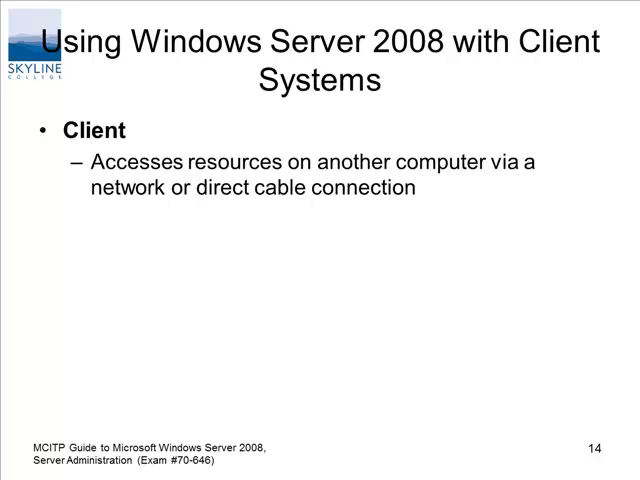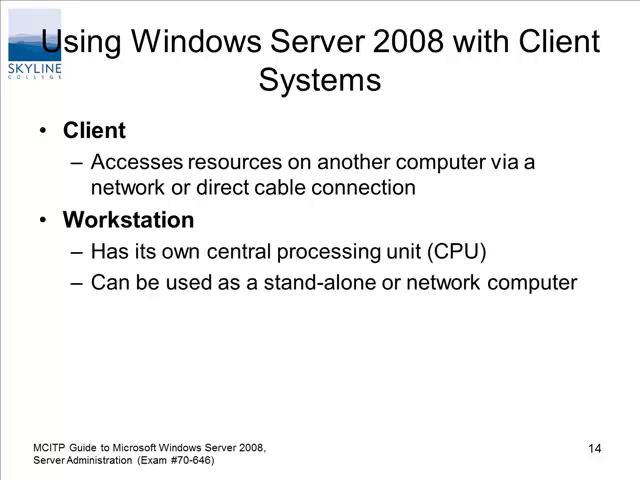The client accesses the resource via another computer, via network or direct cable. Been there, done that. You do that on a daily basis. The client machine, the one that you're setting, accesses resources on the server itself. A workstation has its own CPU, does its own processing.